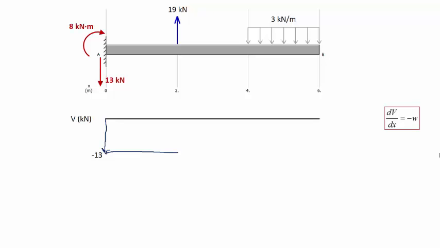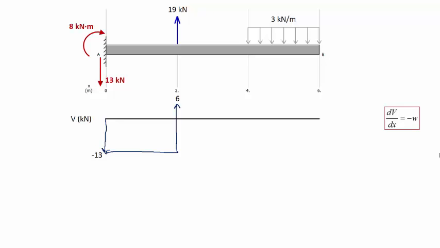Now at 2 meters we have a concentrated load of 19 kilonewtons going upwards. So again, there's going to be a jump in the shear force diagram with a value of 19. So we are going to go from minus 13 plus 19, and we end up with a value of 6 kilonewtons.